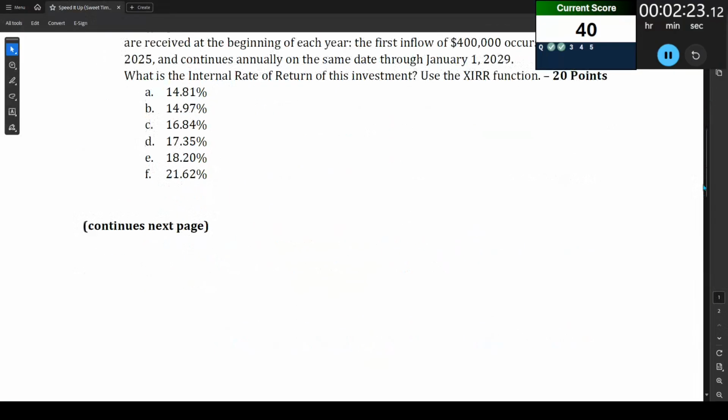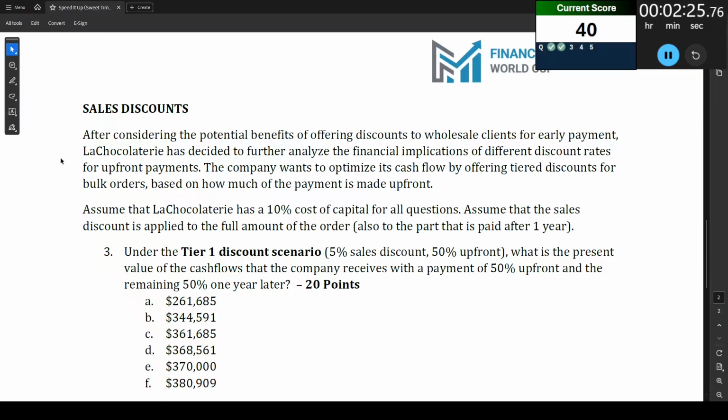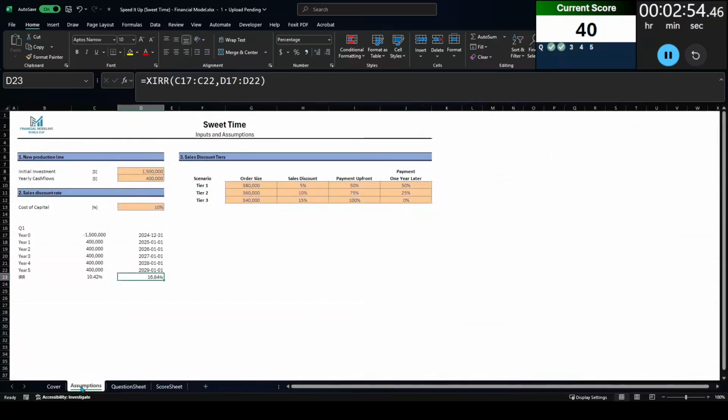Now questions 3 to 5 are for the second part. So let me go ahead and read the introduction to that. After considering the potential benefits of offering discounts to wholesale clients for early payment, La Chocolaterie has decided to further analyze the financial implications of different discount rates for upfront payments. The company wants to optimize its cash flow by offering tiered discounts for bulk orders based on how much of the payment is made up front. Assume that La Chocolaterie has a 10% cost of capital for all questions. Assume that the sales discount is applied to the full amount of the order, also to the part that is paid after 1 year. So, that 10% cost of capital is listed there, and here are the discount scenarios that we are looking at.